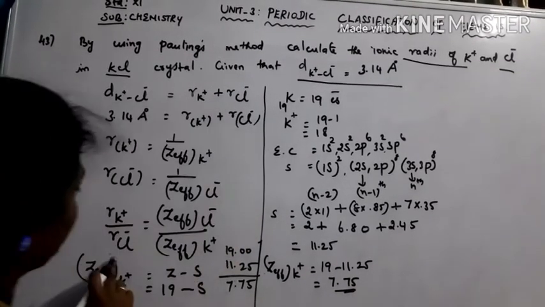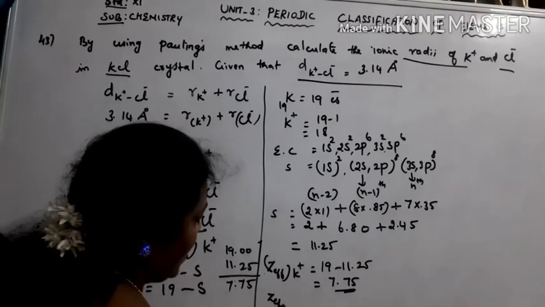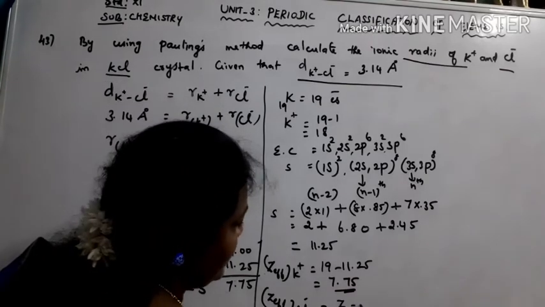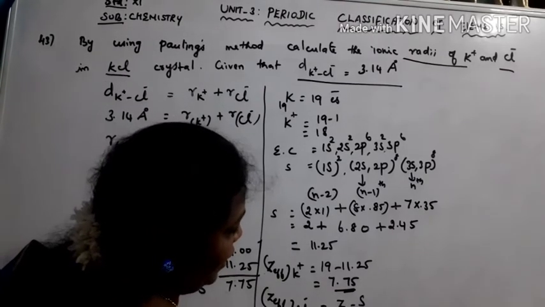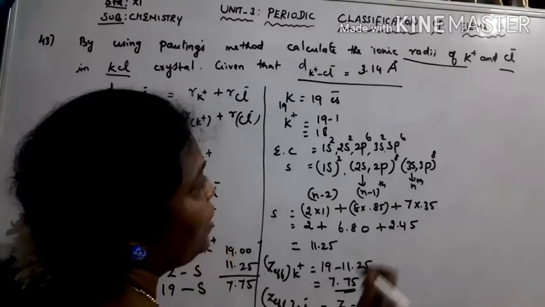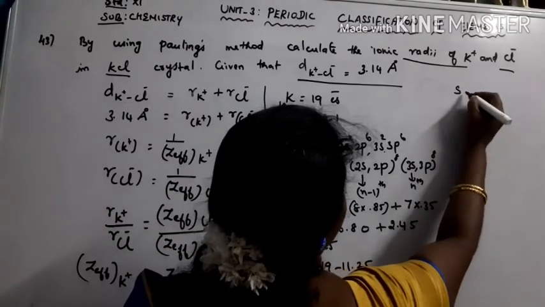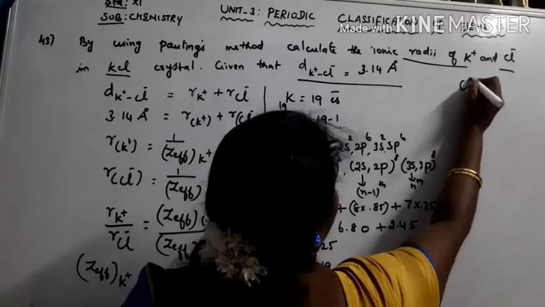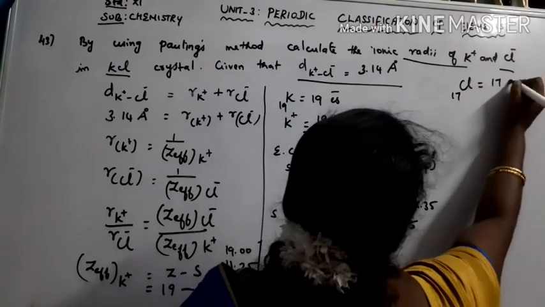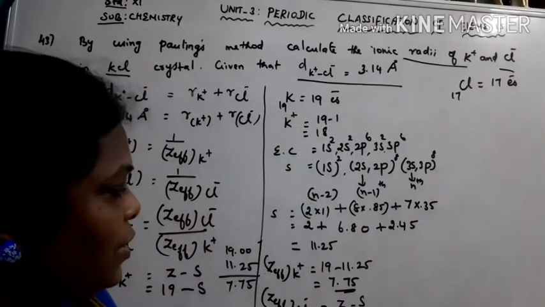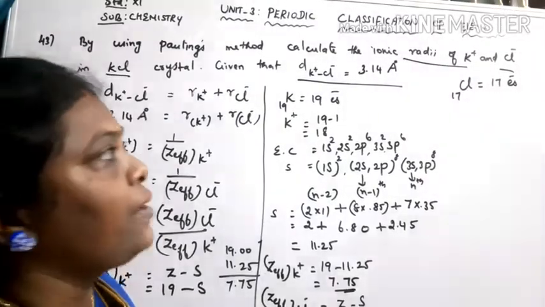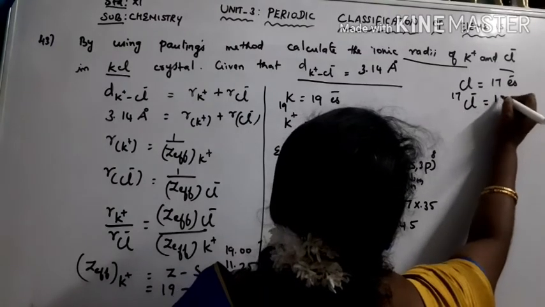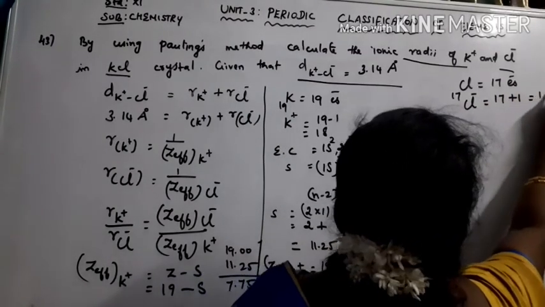As before, we have to calculate the effective nuclear charge for Cl minus. What is the formula? Z minus S. What is the atomic number for chlorine? 17 minus S. Now let us calculate the screening constant for the chloride ion Cl minus. For chlorine, the atomic number is 17, therefore it contains 17 electrons. Here we are going to calculate only for the Cl minus ion, which means it has gained 1 electron. For Cl minus, 17 plus 1 is equal to 18 electrons.